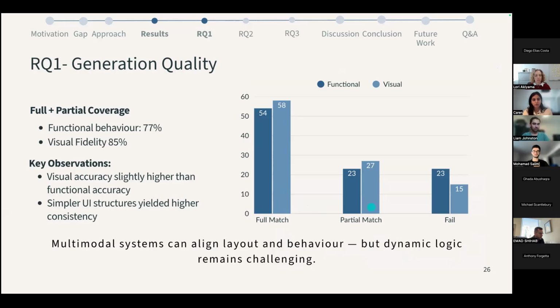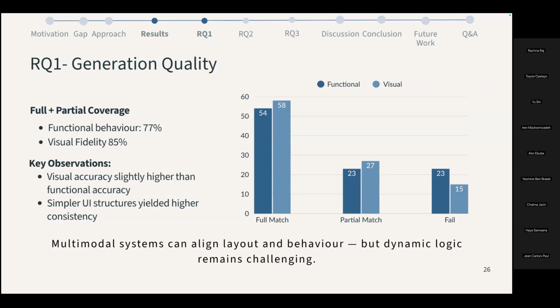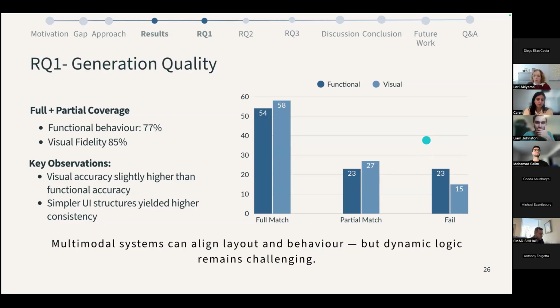But when we include the partial matches into the numbers, we saw that the functional behavior increases to 77%, while the visual fidelity to 85%. This shows that multi-model, multi-agent systems can often align both behavior and layout simultaneously. An interesting behavior is that visual accuracy is slightly higher than the functional accuracy. This suggests that reconstructing the layout from Figma designs is more stable than generating dynamic behavior from user stories. This is expected because the layout reconstruction is largely structured, while functional behavior requires reasoning about state, events, and routing logic. We also observed variation across projects, where simpler UI structures produce more consistent results, while domain-specific interactions reduce performance. Overall, these results demonstrated that the approach is feasible while highlighting the remaining challenge of dynamic behavior synthesis.